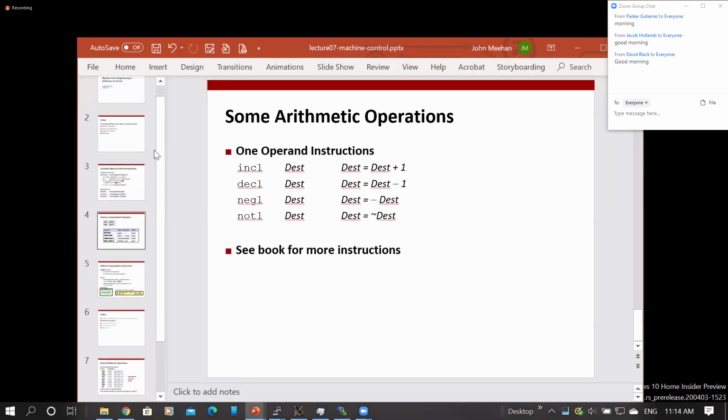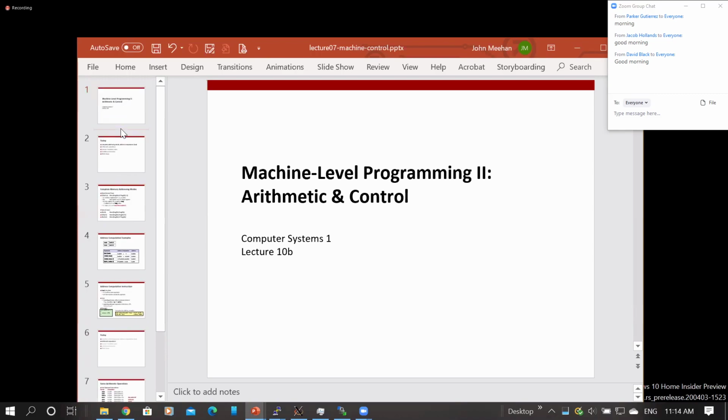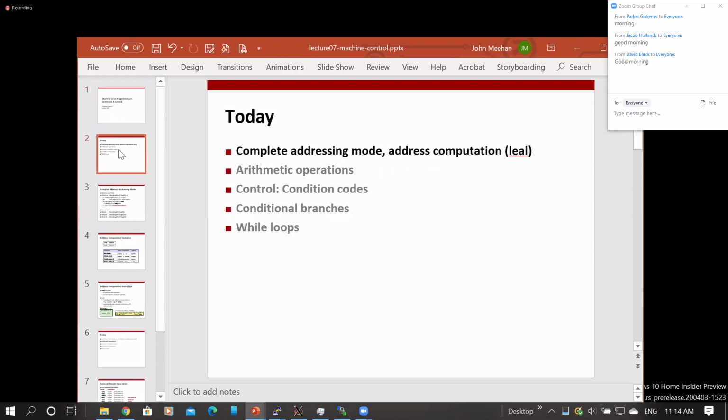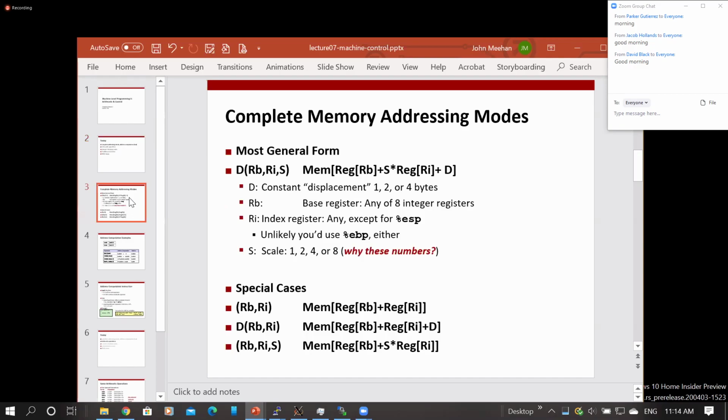Lecture 7. So we want to talk a little more about the addressing modes. Make sure everybody's on board with the addressing modes. We looked at this before, but we'll look at it again.